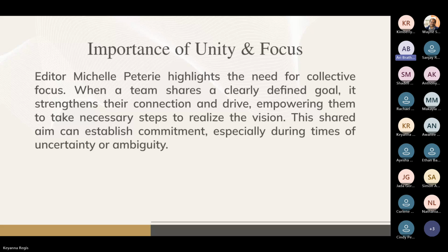The importance of unity and focus. Editor Michelle Petrie highlights the need for collective focus. When a team shares a clearly defined goal, it strengthens their connection and drive, empowering them to take necessary steps to realize the vision. This shared aim can establish commitment, especially during times of uncertainty and ambiguity.